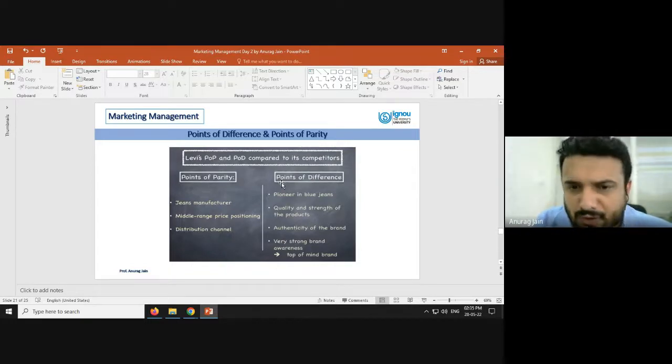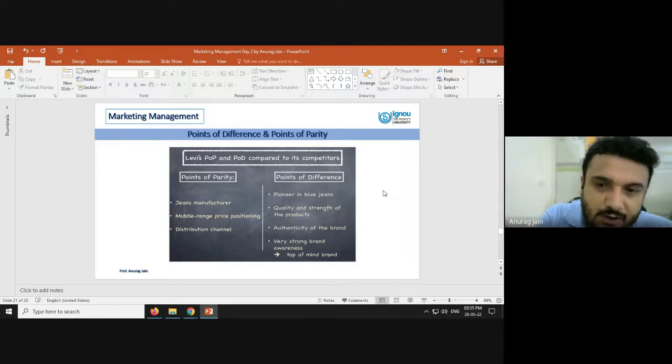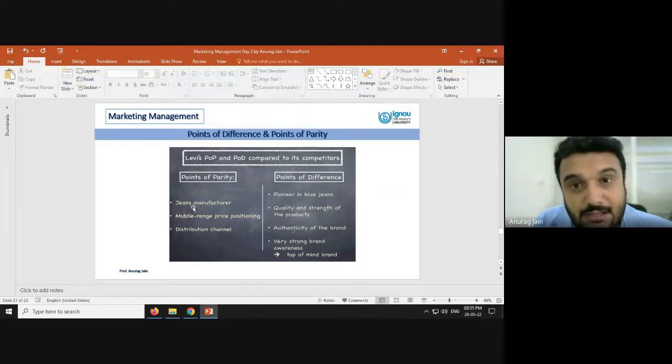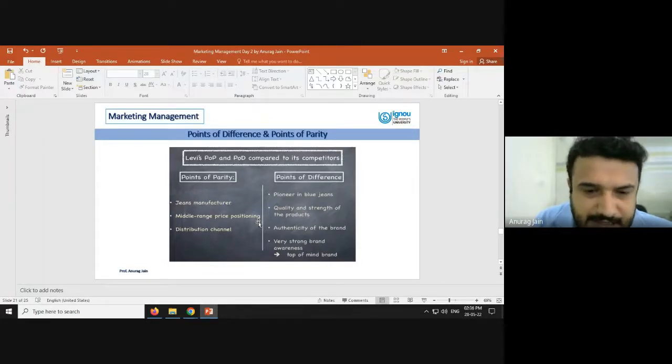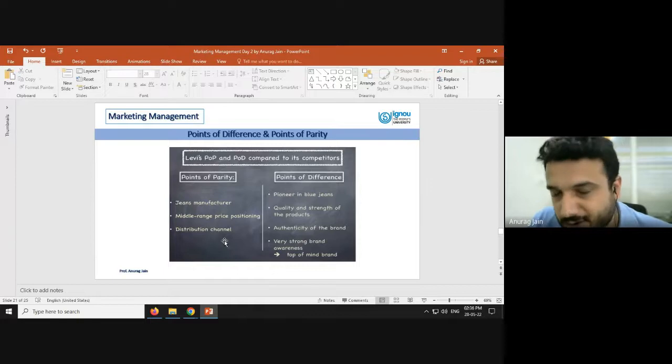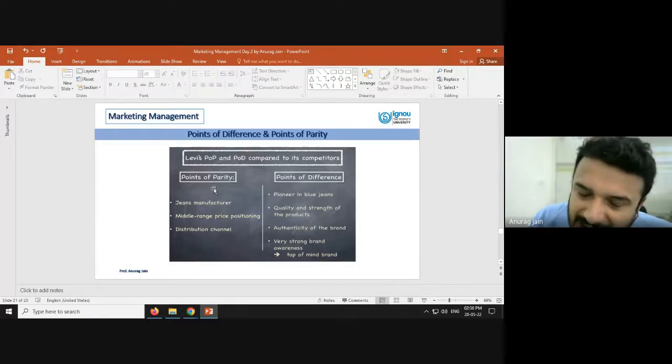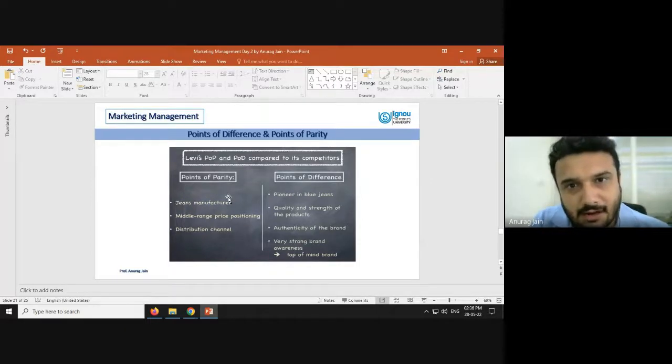Now we are comparing Levi's points of parity and points of difference with other competitor brands, and we are focusing on Levi's jeans. What are the points of parity? They are a known jeans manufacturer. Middle-range price positioning is there, and the distribution channel is really strong. But these are things you may find in other brands as well.